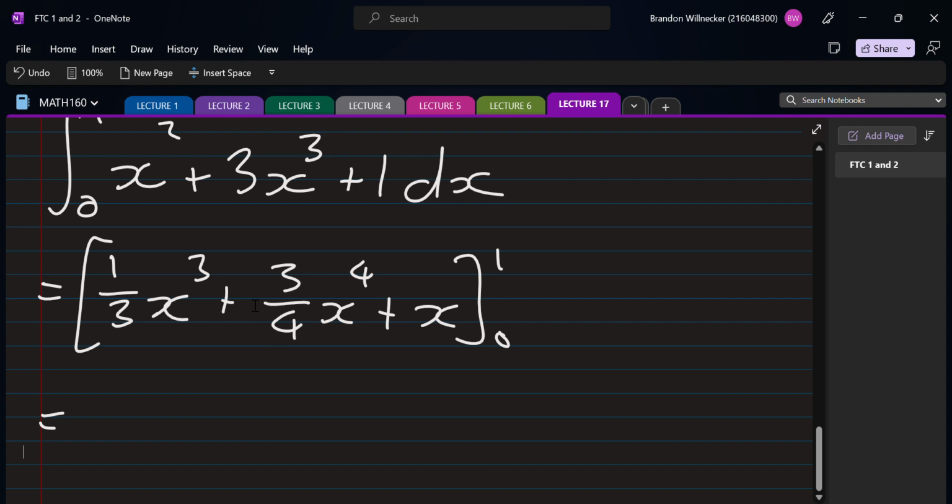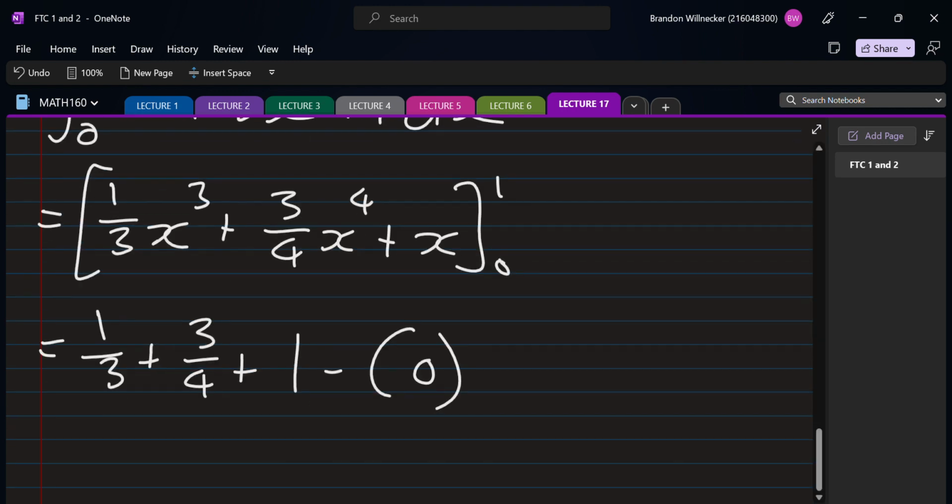Now, quick check here. If the bottom bound is 0, and we substitute 0 here, all of it's going to be 0, so we don't have to worry about that. If we substitute 1, we're going to get 1/3 plus 3/4 plus 1, and then minus 0. But we saw that it's all going to be 0, so you don't need to write that down. Any time that you can save by quickly checking what it should be, please do that. Don't write everything out if you know it's going to be 0. If you're not so comfortable with that and you do want to write everything out, please do that. But if you're comfortable with it, try to save some time and leave out unnecessary things.